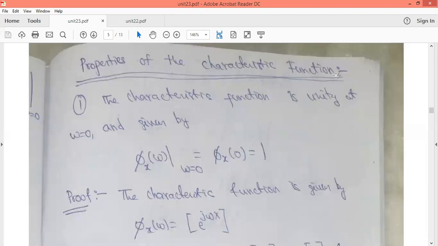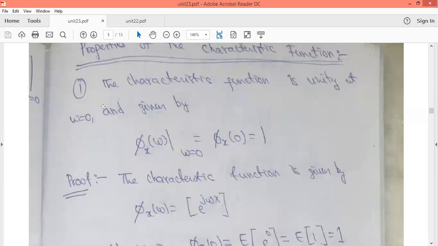Properties of the characteristic function. The first property: the characteristic function is unity at omega equal to 0. What is the value of phi x of omega at omega equal to 0? Phi x of 0 is equal to 1. So the characteristic function is 1 at omega equal to 0, that is, phi x of 0 will be 1.